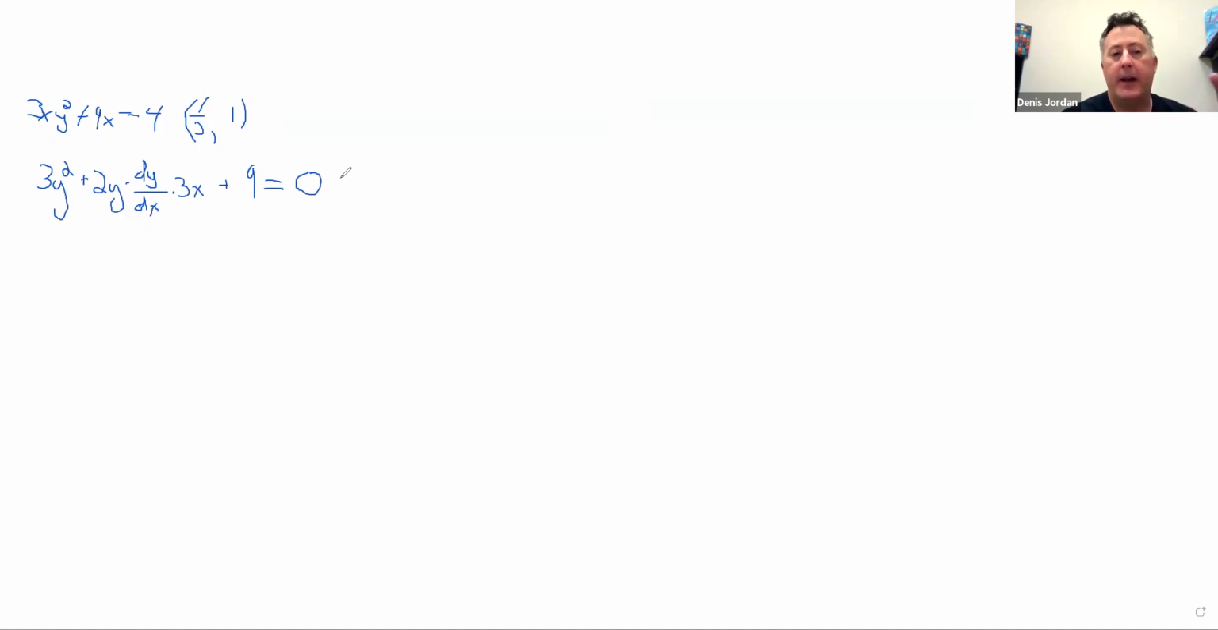And for me, I like that way a little bit better because then I don't have as many variables running around. It's almost all numbers except for the dy dx. So I'm going to plug in the 1 for the y. Should make the first term just 3. And then plus, I have 2 times 3, which is 6. The y is still 1. The x is 1/3. And I still have the dy dx.